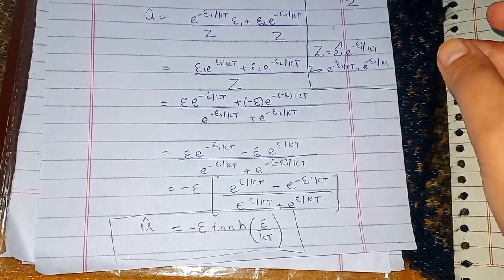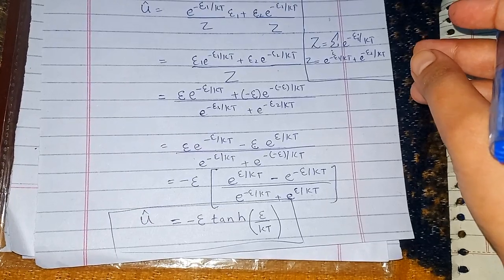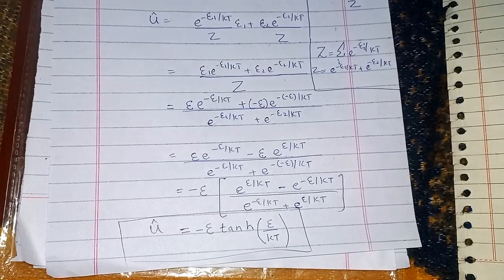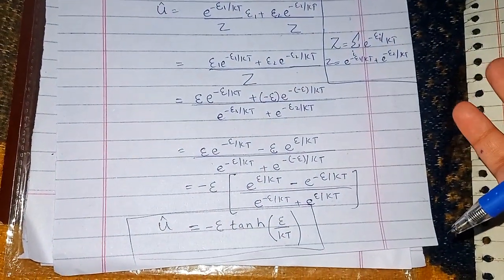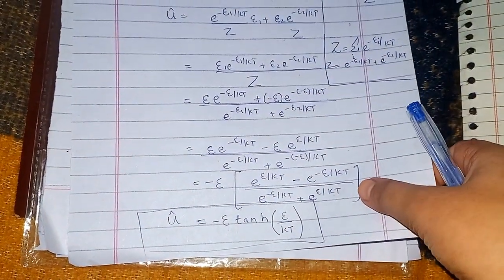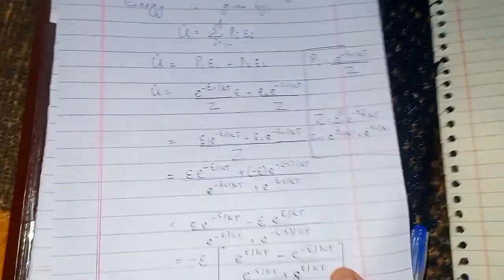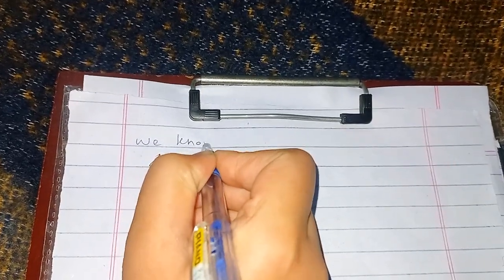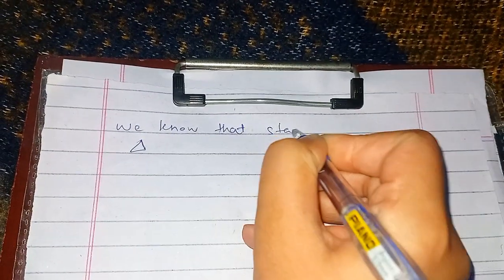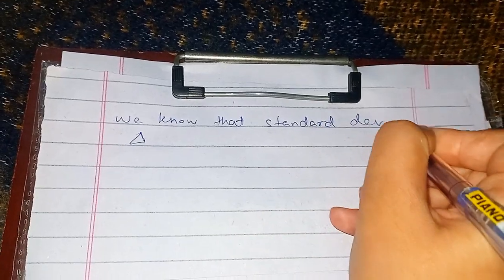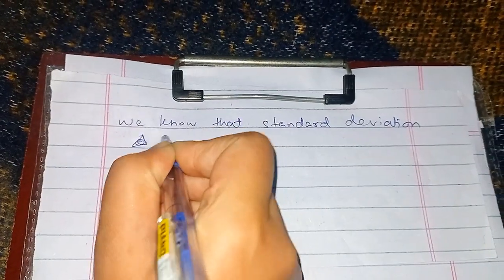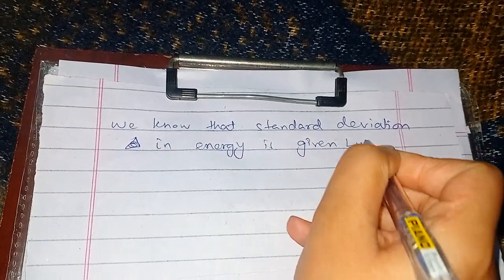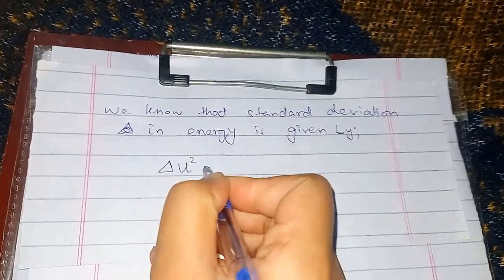Now, next we are going to find out the standard deviation in energy of a two-level system. So the formula that we are going to use is the same that is mentioned in the problem statement, so there is no worry about which formula to use. Let's use that formula which we proved as well. We know that the standard deviation in energy is given by the one mentioned in the question as well.